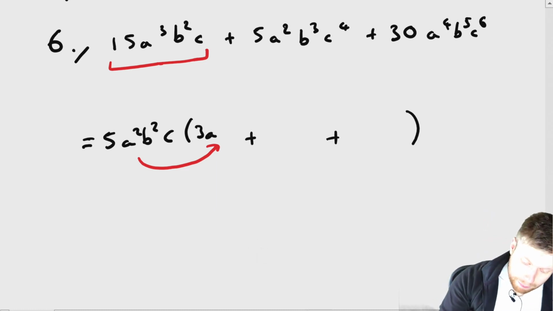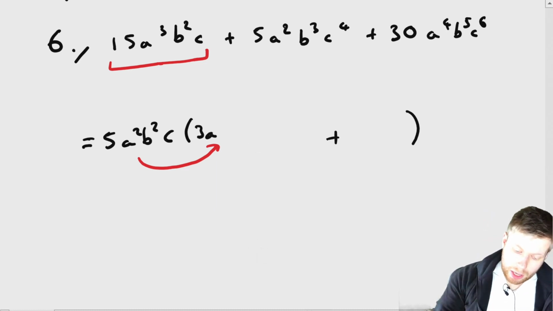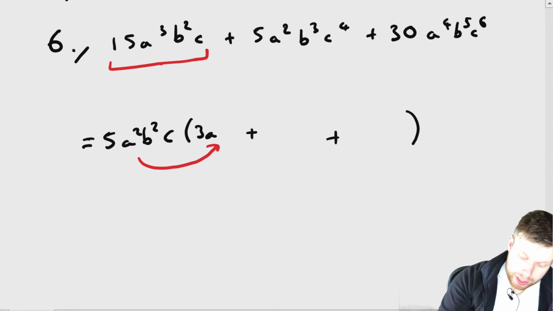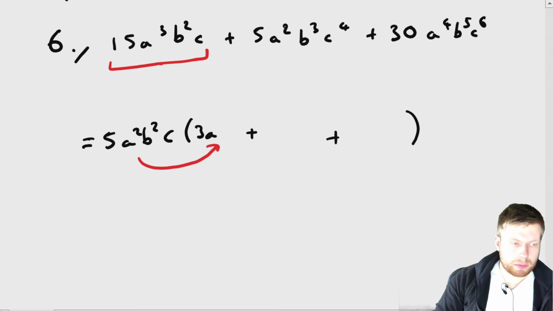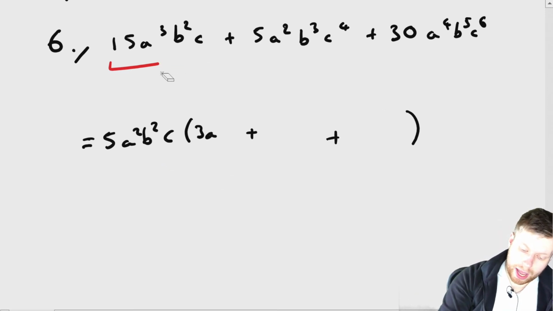That's going to be another a. b squared times what is going to give me b squared? Well, that's just going to be 1. And then c times what is going to give me c? Again, that's just going to be 1. So actually the first thing there is just going to be 3a.